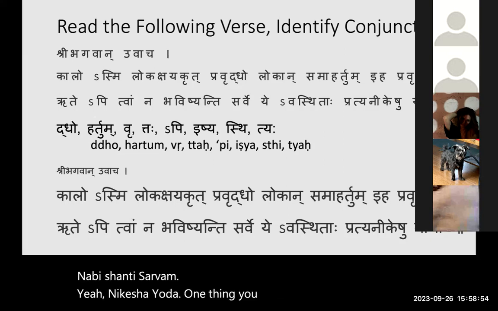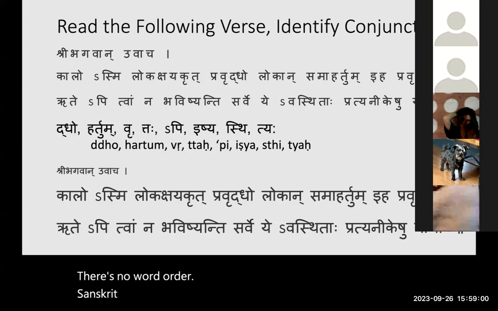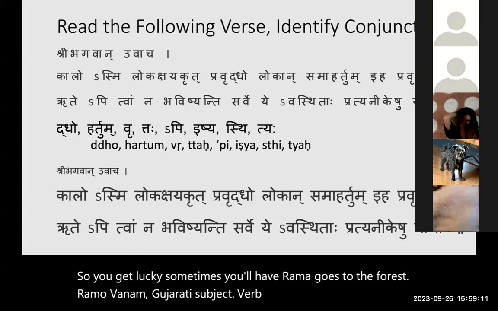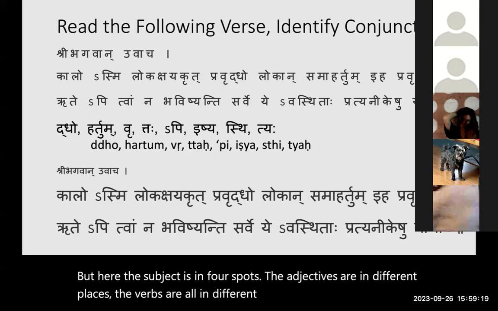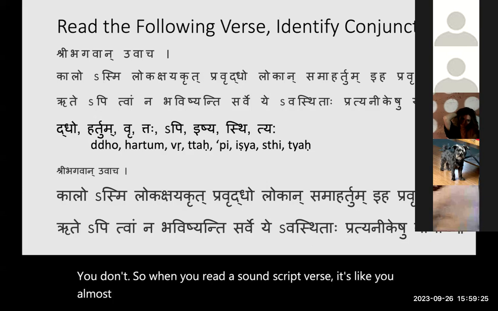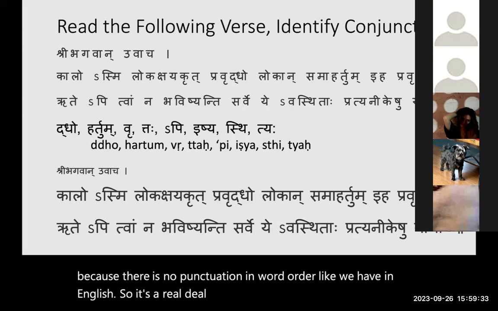One thing you might have noticed in my translation is there's no word order. Sanskrit doesn't have word order like English does. So you'll get lucky sometimes. You'll have Rama goes to the forest, Ramo vanam gacchati, subject, verb, object. But here, the subject is in 4 spots. The adjectives are in different places. The verbs are all in different tenses. So when you read a Sanskrit verse, you almost have to take the whole thing in and then break it apart, because there is no punctuation and word order like we have in English. So it's a real different way of reading.